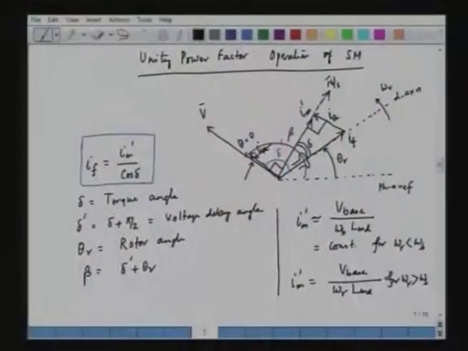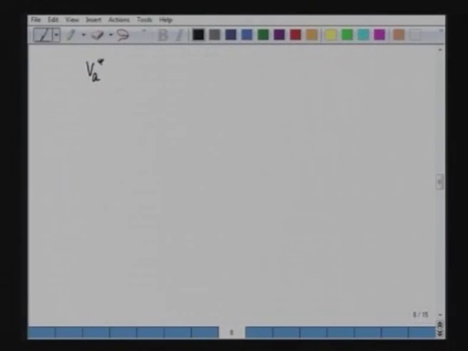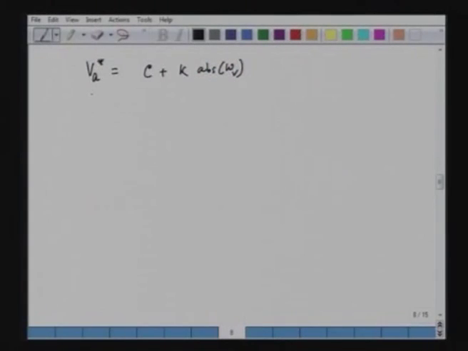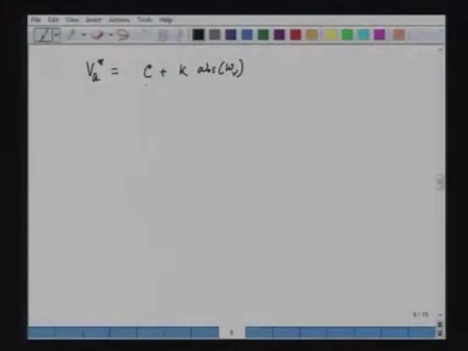And what about the voltage here? We can define the armature voltage in the following fashion, that is equal to a constant C plus k into the absolute value of omega r. We know that we have to keep the volt per hertz constant. To keep the volt per hertz constant, we change this armature voltage as a function of the frequency. When the speed increases, voltage has to be increased proportionately, and this constant quantity C is added to account for the resistance drop.